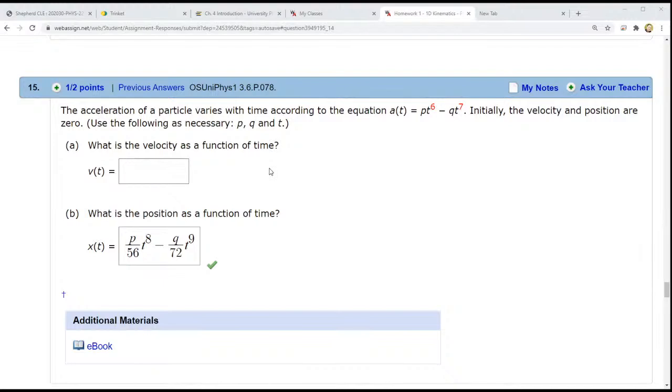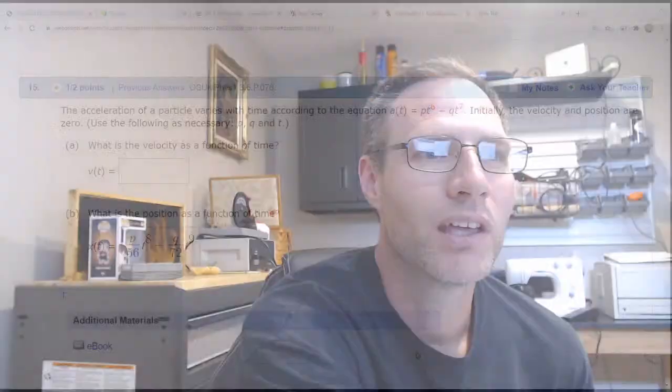But in this case, they tell you initial velocity and position are 0. So with that knowledge, if x at 0 is 0, then those extra constants go away. Or let me say that another way: if v at time 0 is 0, that constant is 0, and if x at time 0 is 0, its constant is 0.